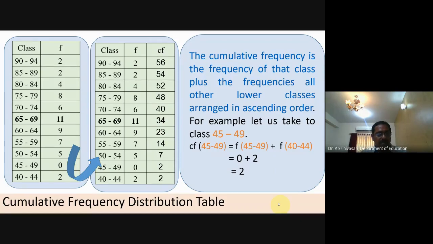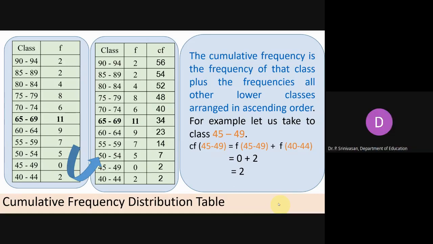It's very easy. You see from bottom to top. From bottom to top, you can see. So start from 40 to 44. You have two frequency, and in cumulative frequency, below which you don't have any class. 40 to 44, below you don't have any class. Therefore, that's all the frequency. Therefore, put 2 in the cumulative frequency.